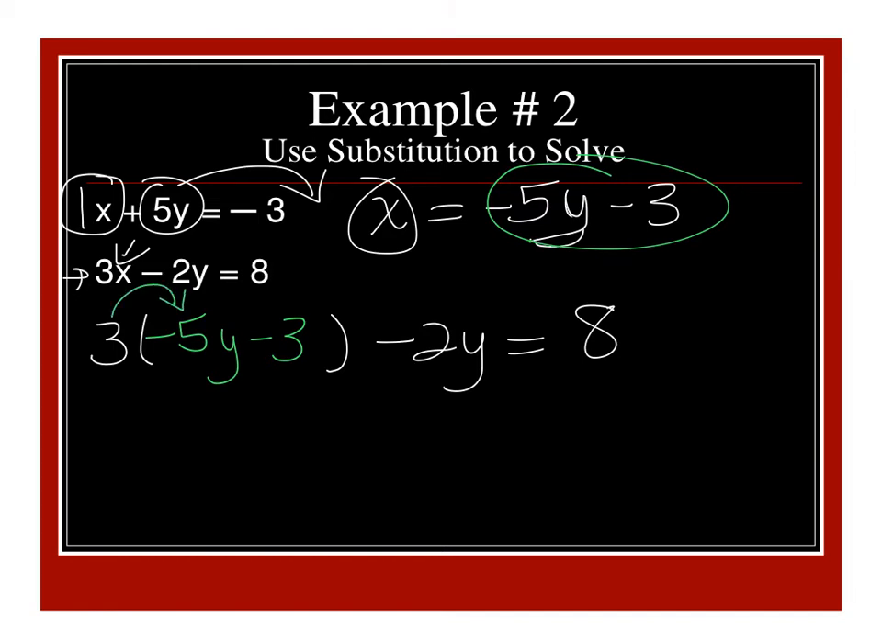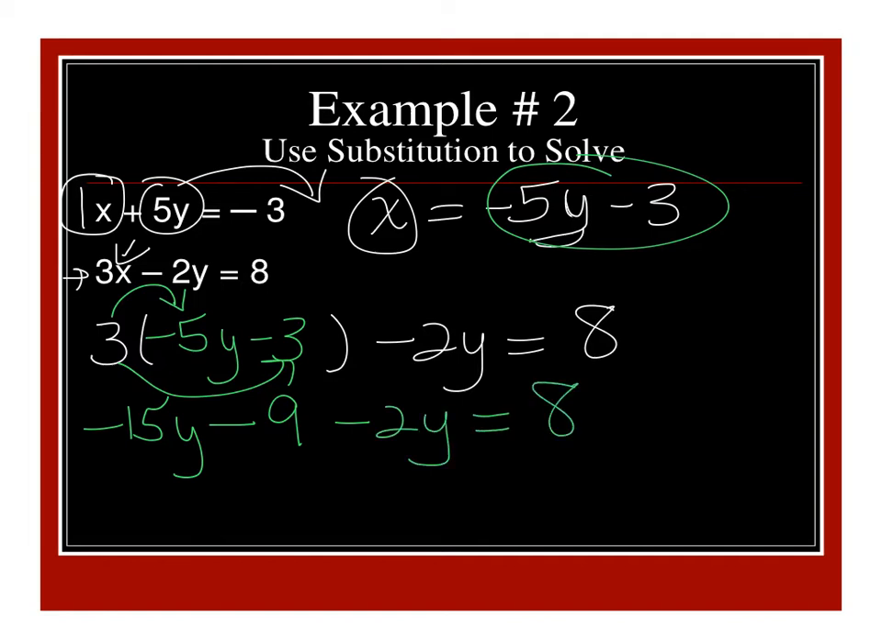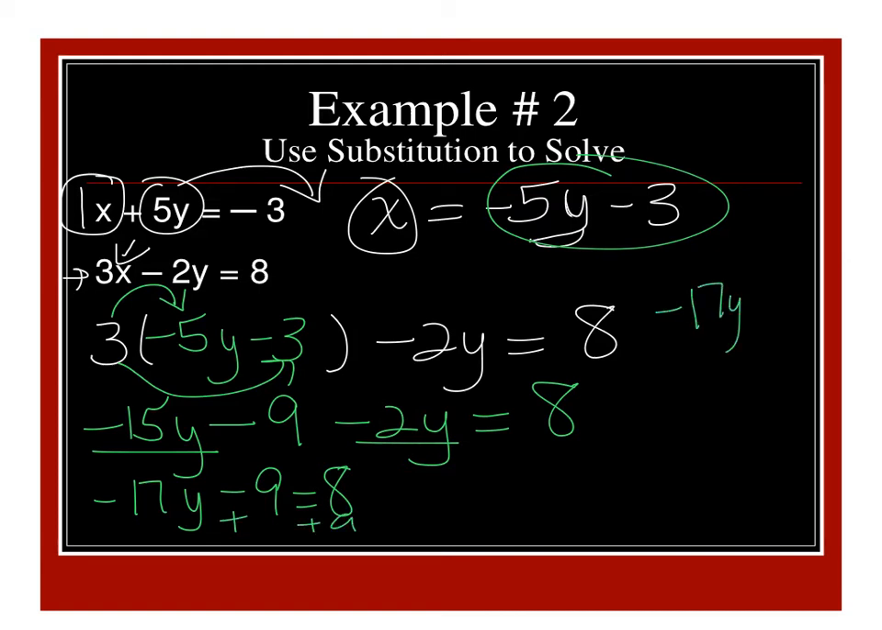From there, I'm just going to distribute, and negative times negative is positive. Alright, so next I have to combine my like terms. That gives me negative 17y minus 9 equals 8. Now I have a two-step equation to solve. I'm just going to add 9. I'm going to move it over here. Negative 17y equals 17. And I have to divide by negative 17. So that gives me my y is equal to negative 1.